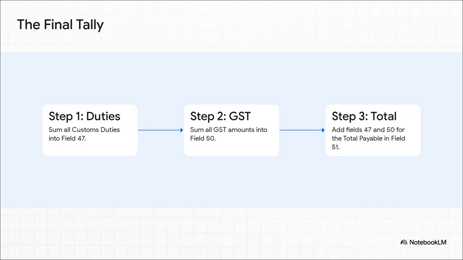And here it is, the final tally. All the individual customs duties from each line are summed up in Field 47. All the GST amounts are totaled up in Field 50. You add those two together and you get the grand total payable in Field 51.